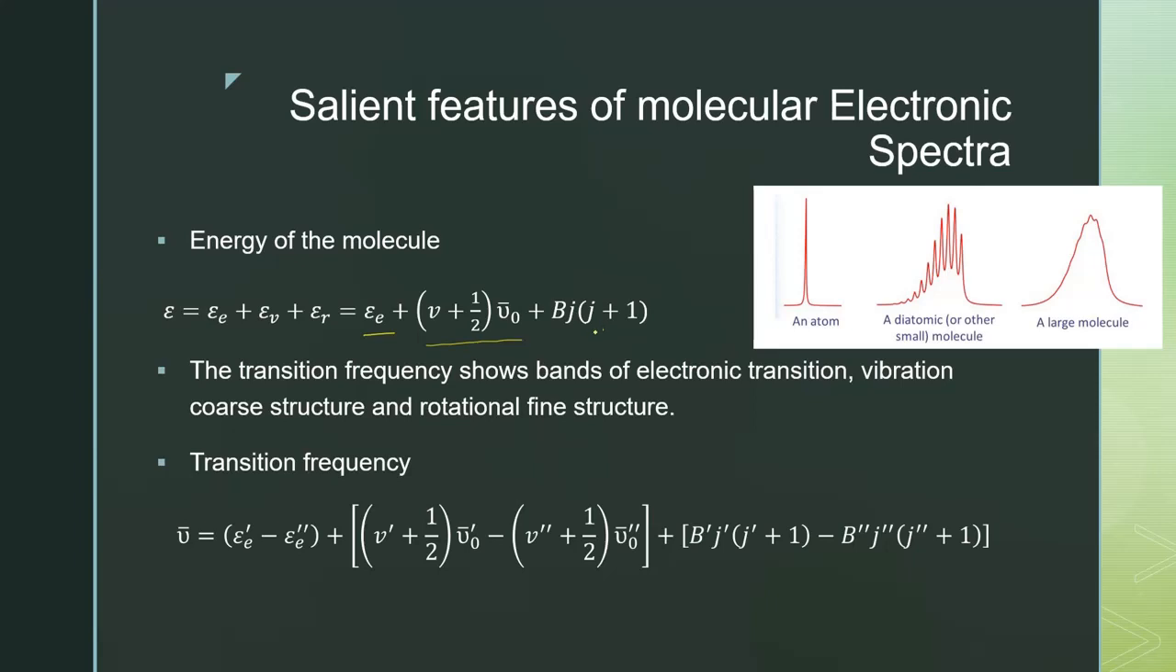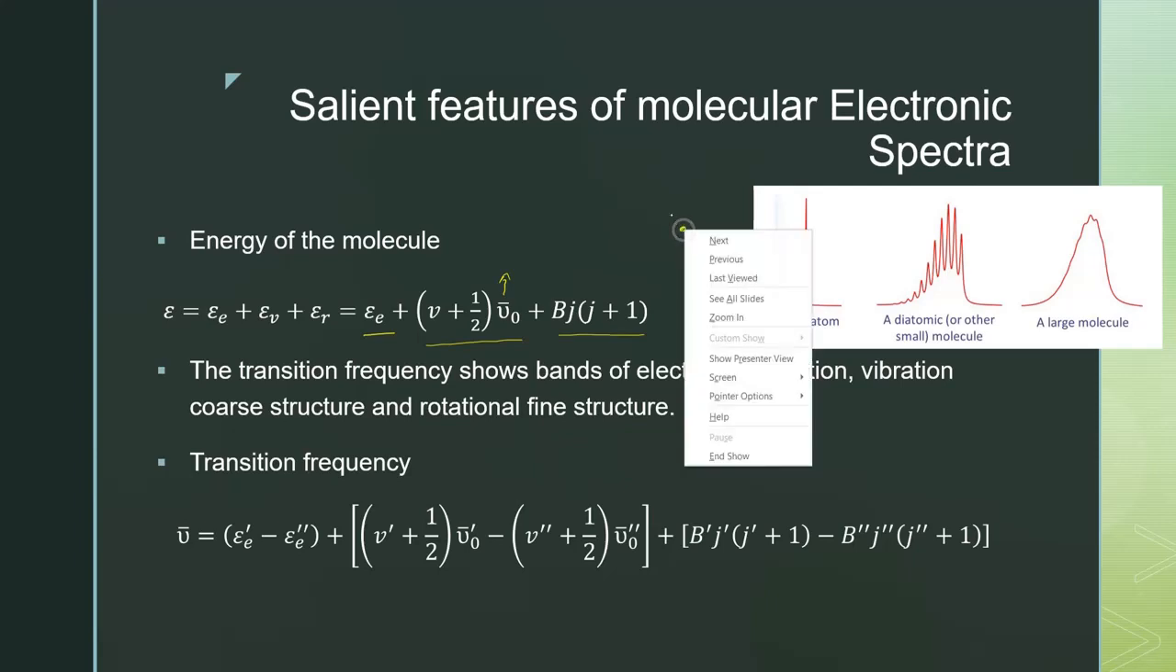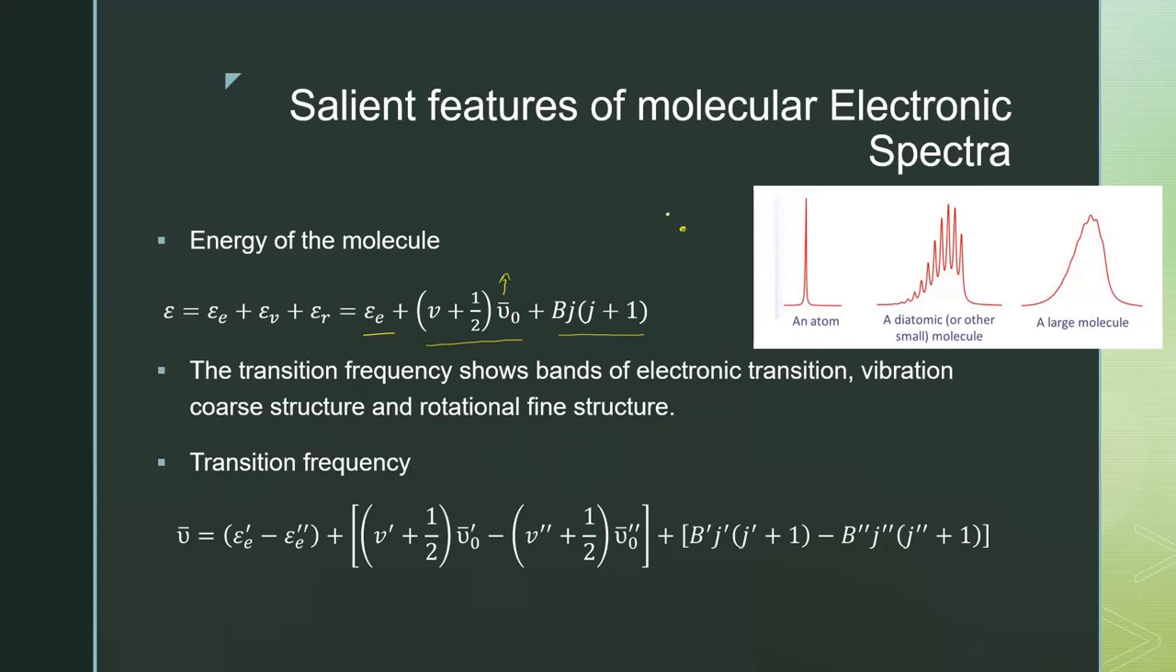our previous classes. Here nu zero is the frequency with which the molecule vibrates, and the rotational energy is given by BJ(J plus 1), where J is the quantum number for rotation. Here in this picture you can see that in the case of a single atom, the electronic transition will happen from one single level to another single level. The transition will happen between just two energy levels, and this will give you a single line.